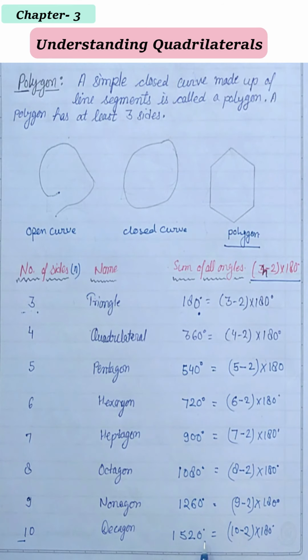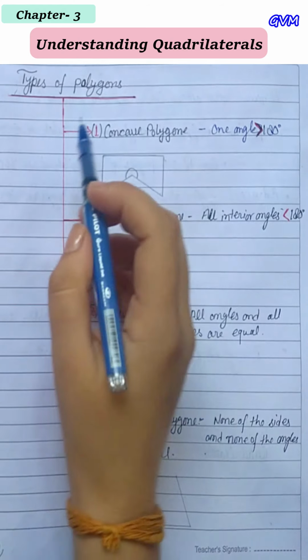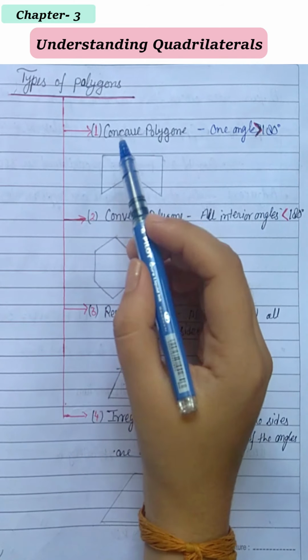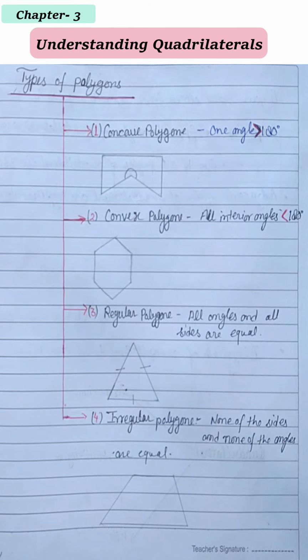So the sum of all the angles is 1520 degrees. Okay. So this is how we find the sum of all the angles in any polygon. Now let's come to the types of polygons. Types of polygon. So we have here 4 types of polygon.